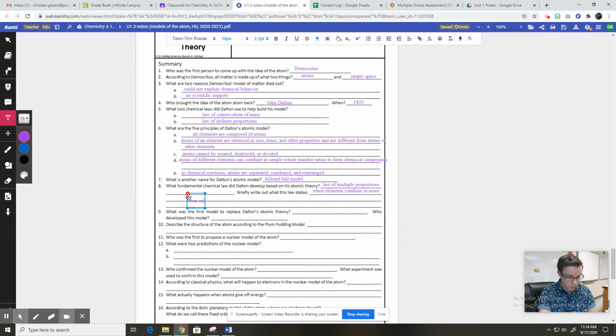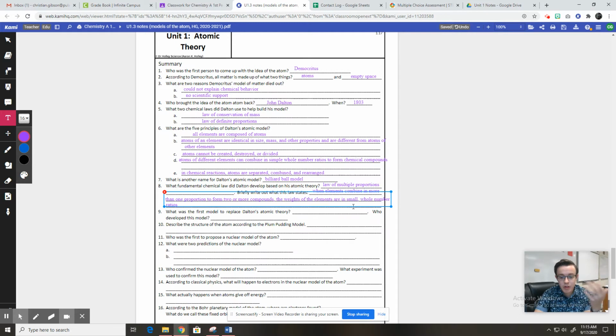to form two or more compounds, the weights of the elements are in small whole number ratios. I'm having to do a little Cami magic to get these to fit, and you can do that too.